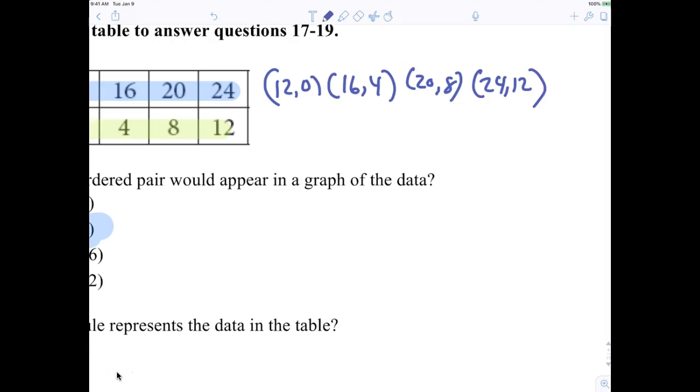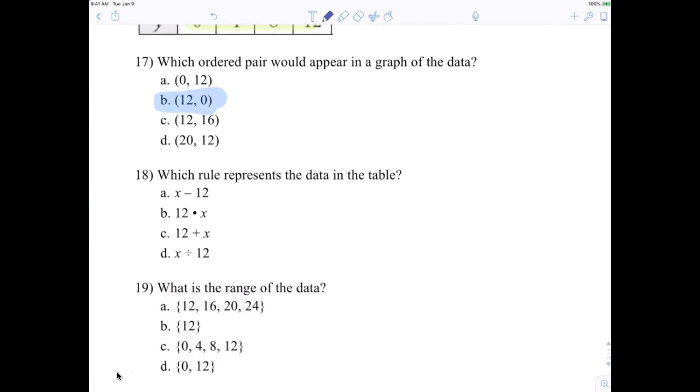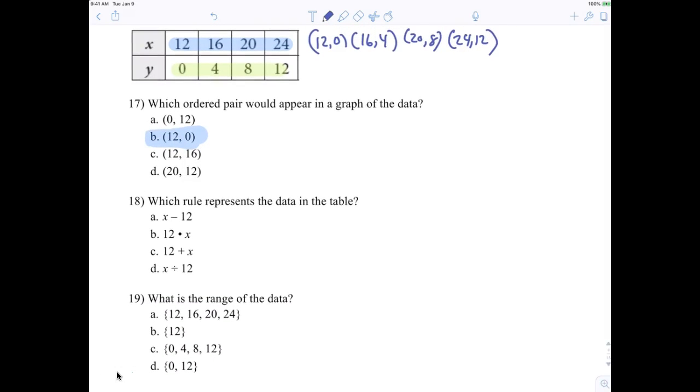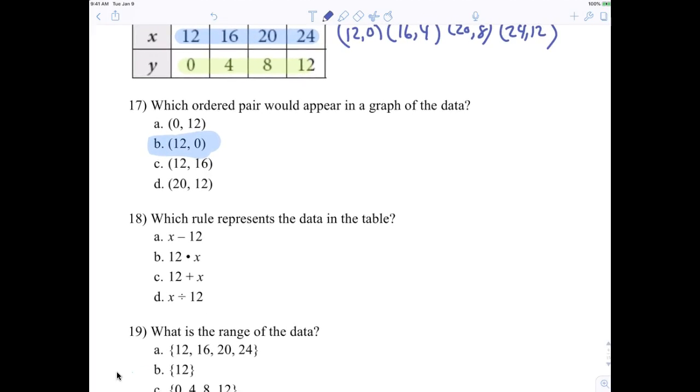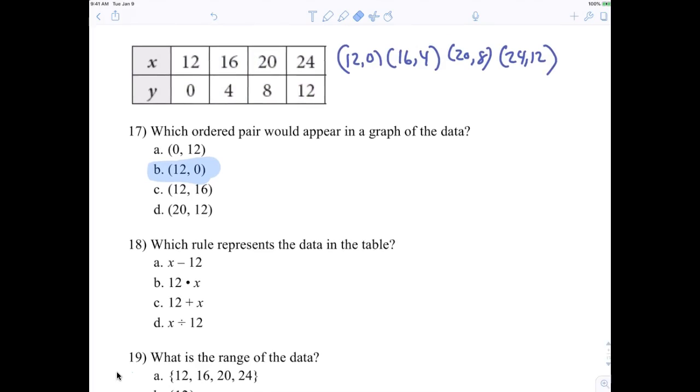For number 18, okay. Since it's x minus 12, then you have to do 12 minus 16. No, I didn't do 12 minus 16. So here, look, again, I'm going to show you something. It seems like it's tricky, but it's very easy. This right here is an x coordinate. Do you agree? This is also an x. This is also an x. This is also an x. So what rule did I use: subtract 12, multiply by 12, add 12, or divide by 12?